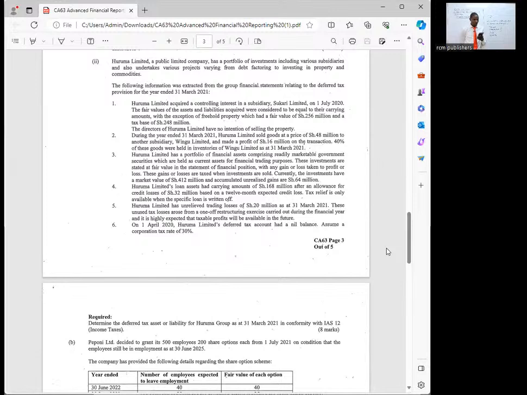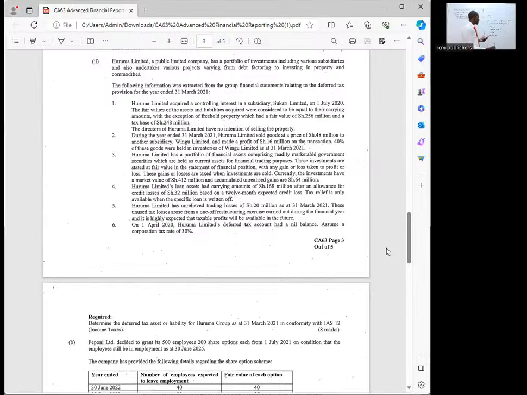Huluma Limited acquired a controlling interest in a subsidiary, Sukari Limited, on 1st January 2020. The fair values of the assets and liabilities acquired were considered to be equal to the carrying amounts, with the exception of freehold property, which had a fair value of 256 million and a tax base of 248. This is important for us. We have the tax base and the carrying amount.